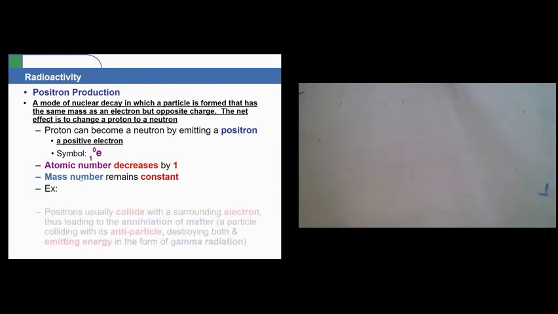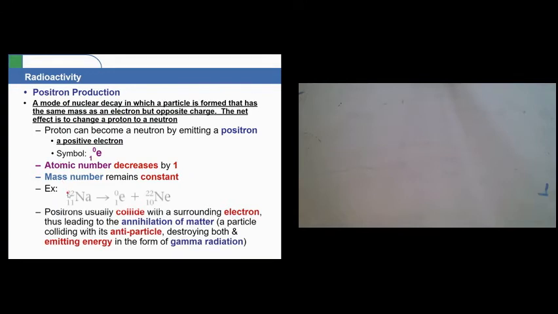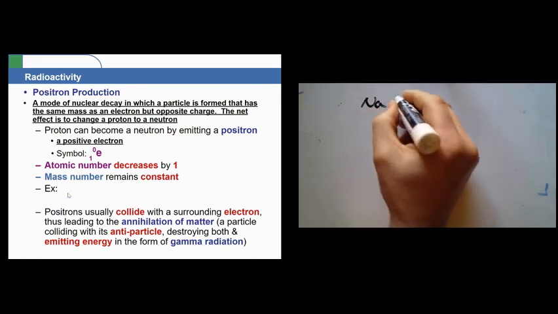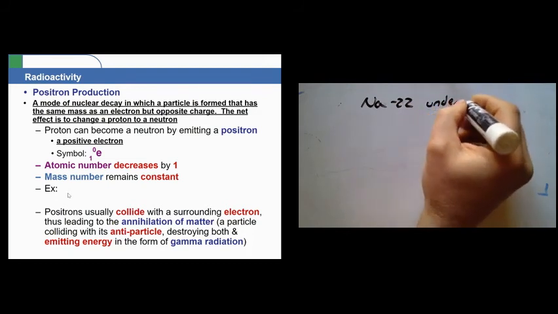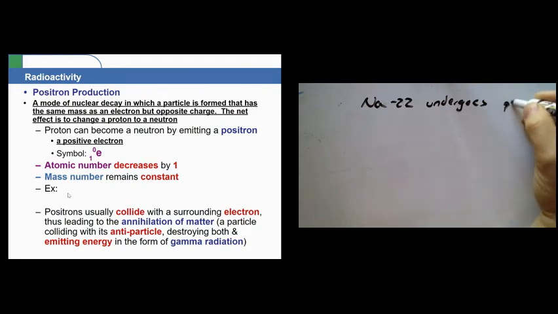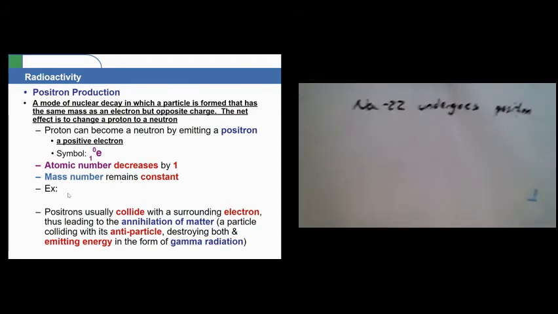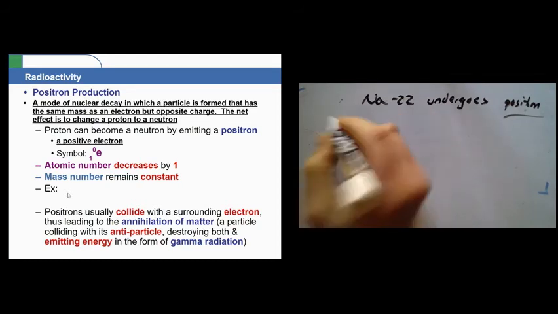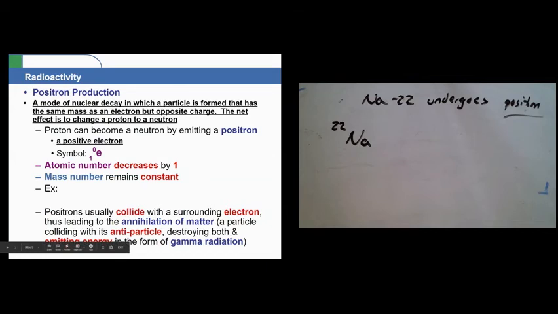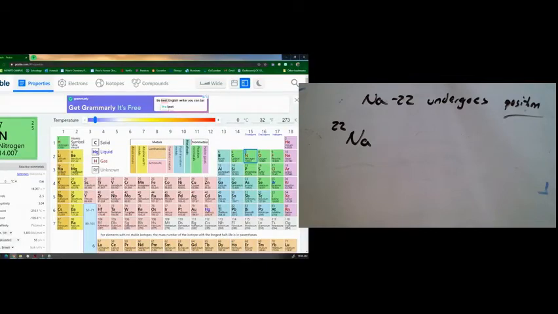So let's say we have sodium-22, Na-22, and it undergoes positron emission. In the problem, it actually says positron. So we start off with sodium, Na, mass number 22. On my periodic table, I see sodium is right over here. Its atomic number is 11. So I put 11 there.